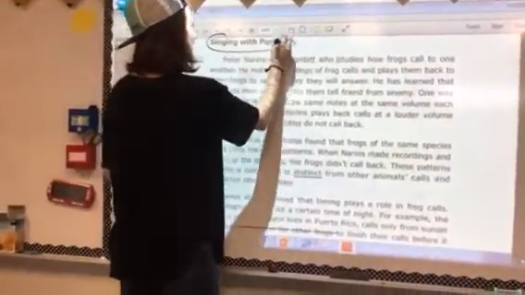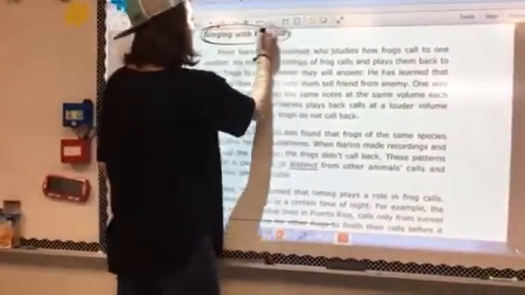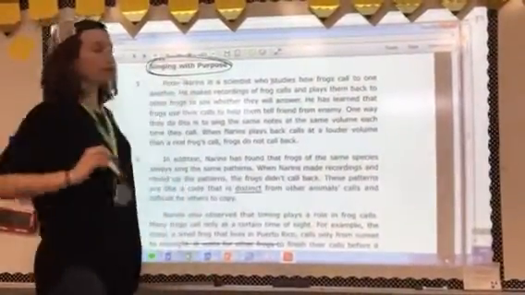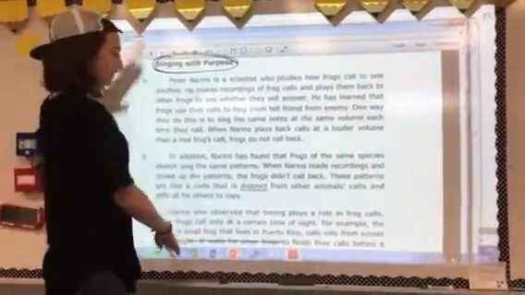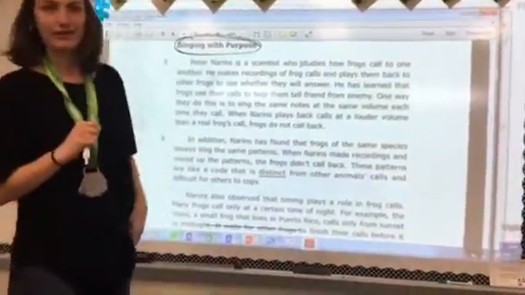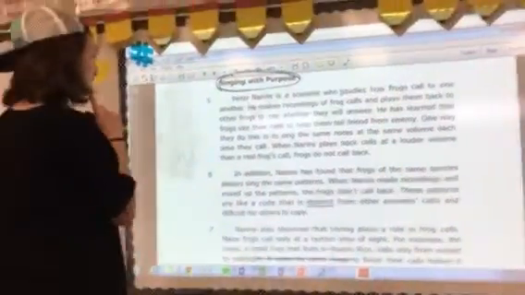Singing with Purpose. Now, because I'm a champion reader, I know to find that section right away. I use the heading as my clue. Here we are, Singing with Purpose. This is all we need. Our answer will be right here. We don't have to think so hard just yet. Here we go. Singing with Purpose.